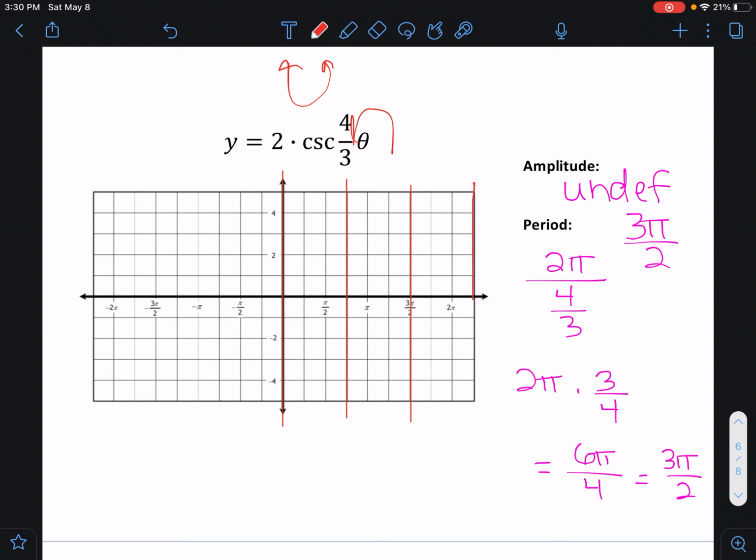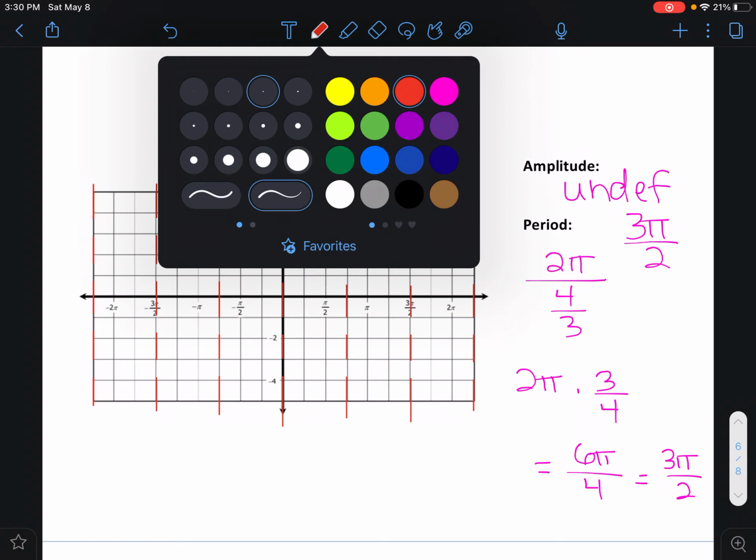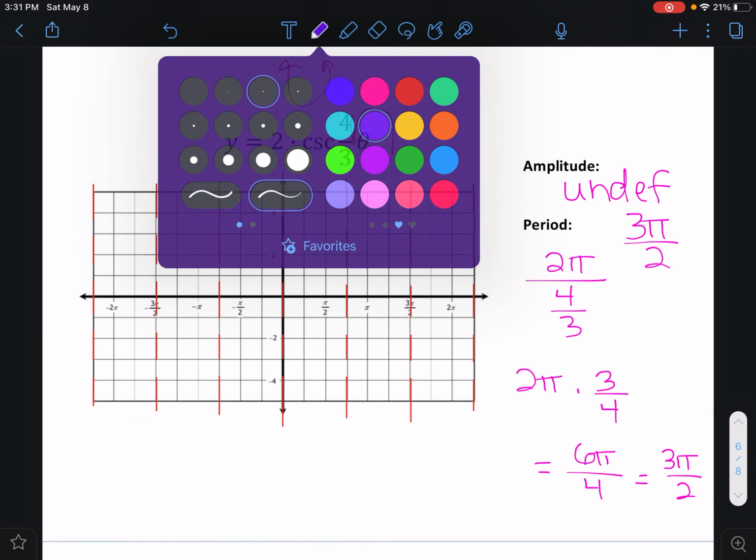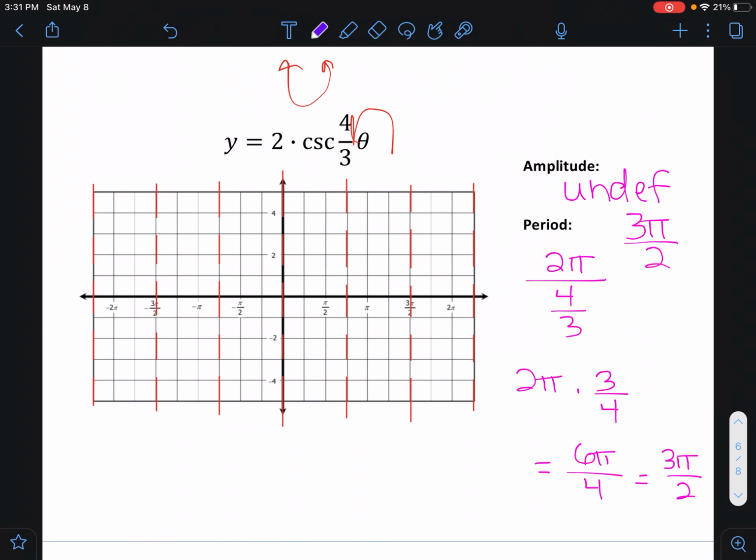I've got one every 3 squares. Okay, all right, that's pretty good. So now I just need to say, all right, how can I fill out the rest of this? Let me see. Okay, so my A has changed. So instead of going at 1, I'm going to be at 2.